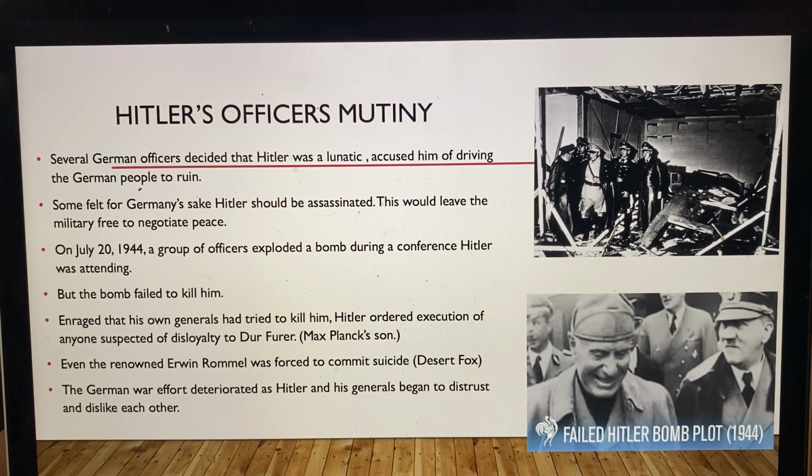Even the great scientist Max Planck's son was involved, and even the renowned Erwin Rommel, remember, the Desert Fox? He was forced to commit suicide. One of his greatest generals in Africa had turned against him and was forced to commit suicide. So the generals were being persecuted as well. The German war effort deteriorated as Hitler and his generals began to distrust and dislike each other. So his generals did not like him anymore. And that's really what's going to cause the downfall of Germany.